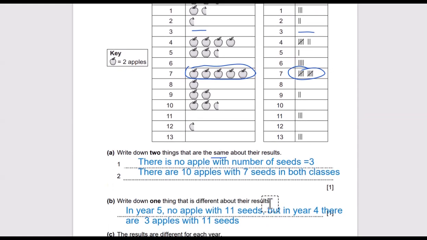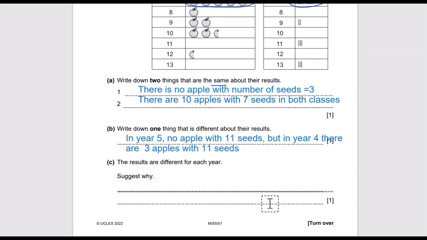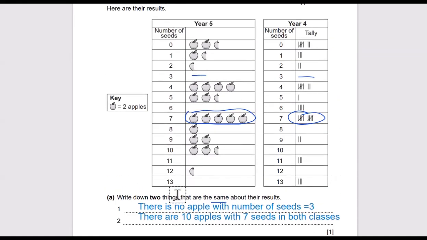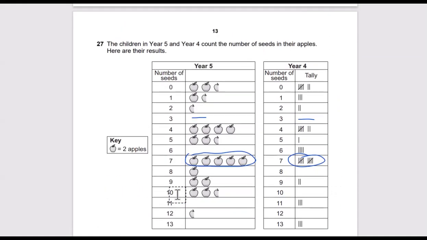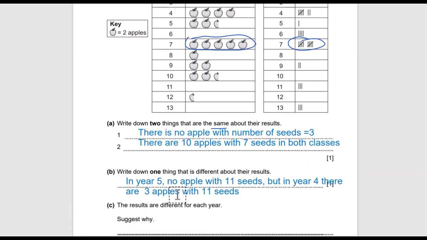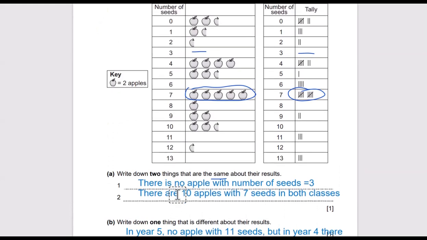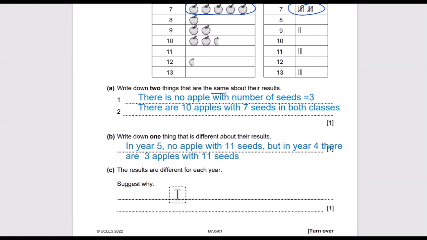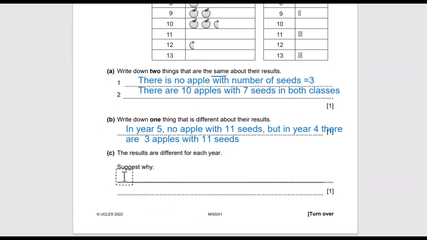Okay. Next, the results are different for each year, so that's why. It might be that the year 4 and 5 counts are numbers of apples. So why is the answer different? Because maybe they are different types of apple.